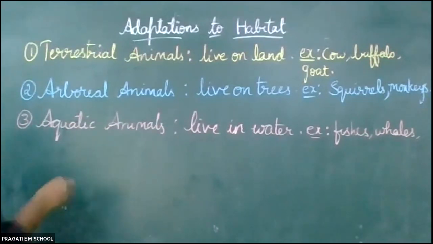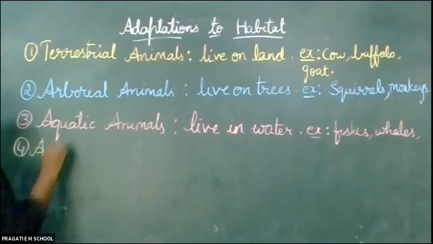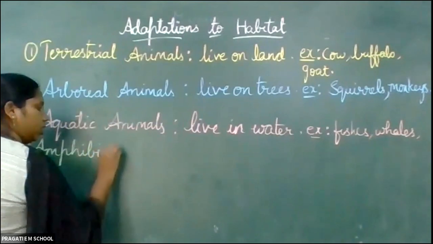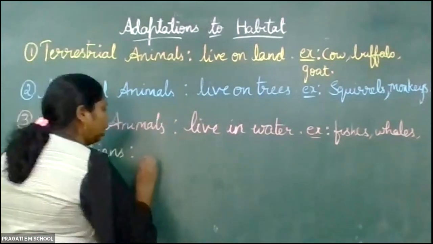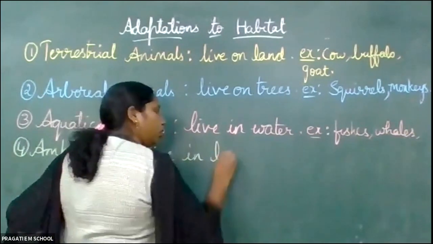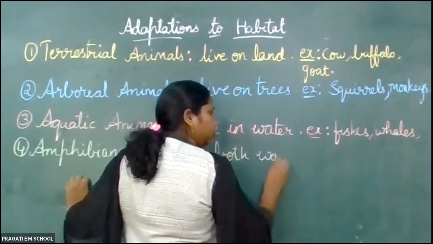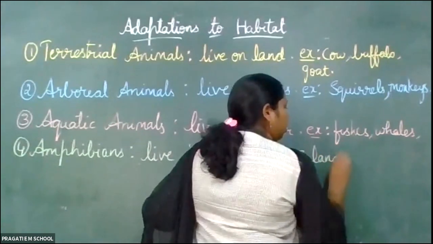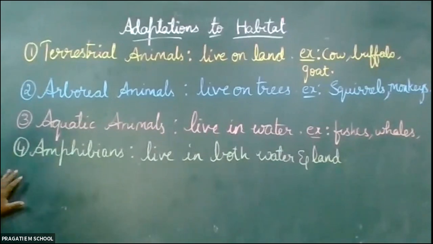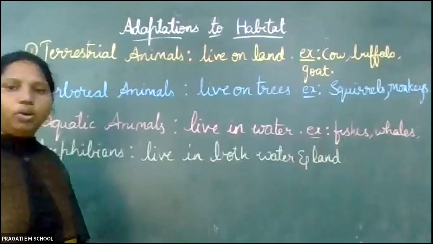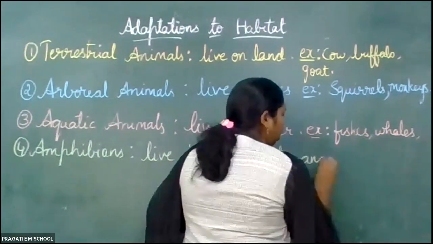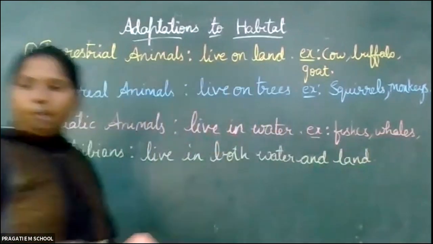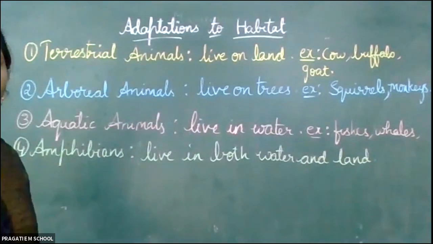Next one is amphibians. A-M-P-H-I-B-I-A-N-S. Amphibians. Amphibians means they live in both water and land. Okay, children. What is meant by amphibians? The animals which live in both water and land we call amphibians. Tell me one example which lives in both water and land.